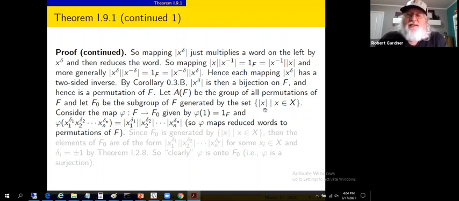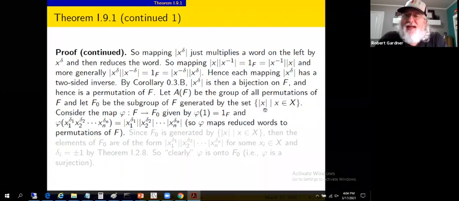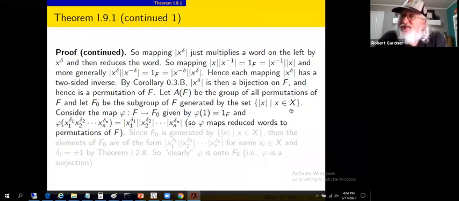So this is, I want to say, like half of the mappings. It involves half the letters, roughly. It doesn't involve any of the x inverses, and it doesn't involve the symbol 1. So we're taking a subgroup generated by this collection of mappings. So this would involve always multiplying a reduced word on the left by x, an element of capital X.